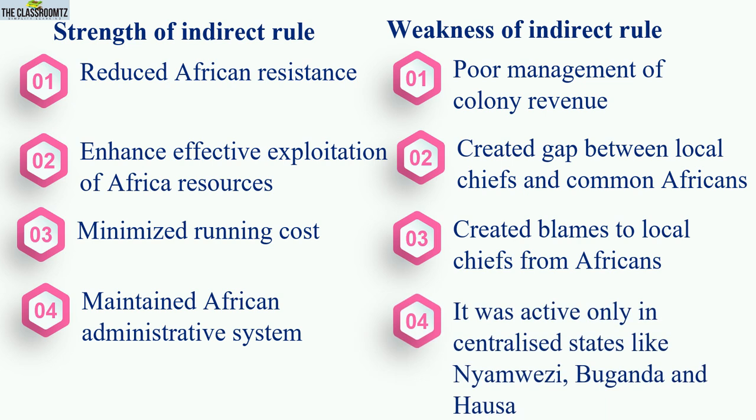It was active only in centralized states like Nyamwezi, Buganda, and Hausa. In those decentralized states, the states that are so scattered, there is no one leader or one figure of administration. It was difficult to be implemented compared to the area where there is a centralized state. This is the weakness, because in some areas there was no centralized state, so it was difficult to implement.